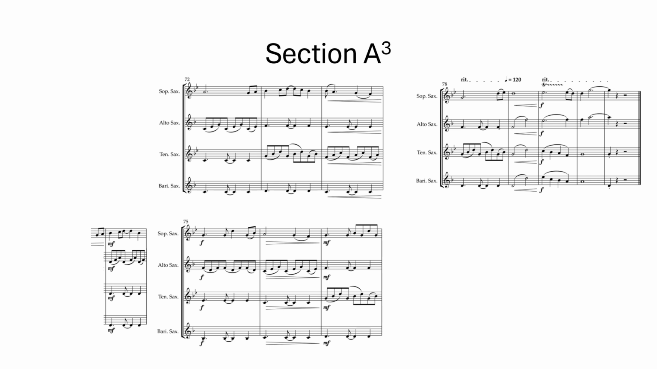In its second iteration, we're going to return to the original texture, but still in the new key of F minor. This section ends with an F minor to E flat dominant 7 to F minor sequence. This chord sequence really solidifies that we've reached the ending of our piece.